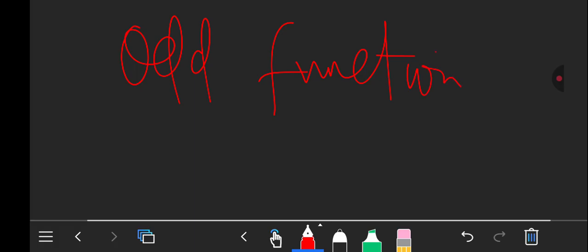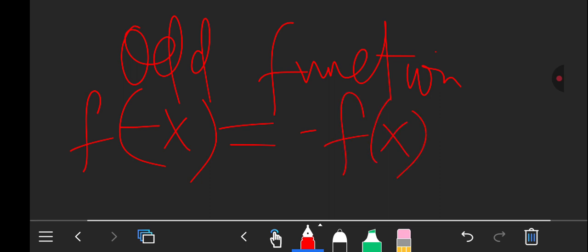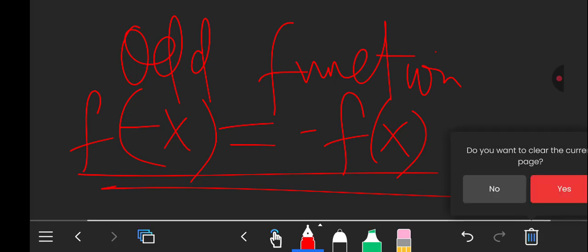Now let's look at odd functions. For odd functions, when you substitute negative x, f of negative x, it will be equal to negative f of x. If you are able to find this, it is known as an odd function.